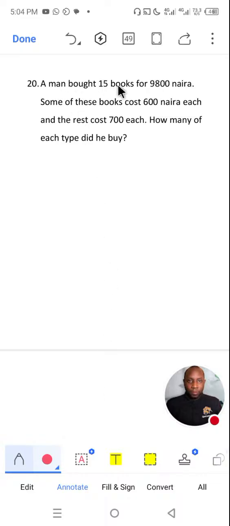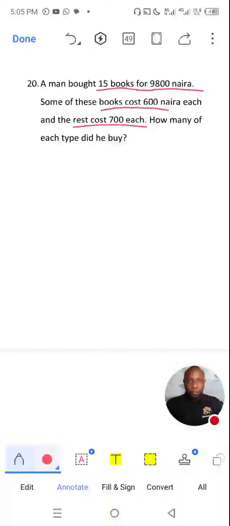A man bought 15 books for 9,800 naira. Let me just highlight it. Some of the books cost 600 naira, they didn't tell us how many, and the rest cost 700 naira. How many of each type did he buy? So we want to get the number of books that cost 600 naira and the number of books that cost 700 naira, but we don't know how many.